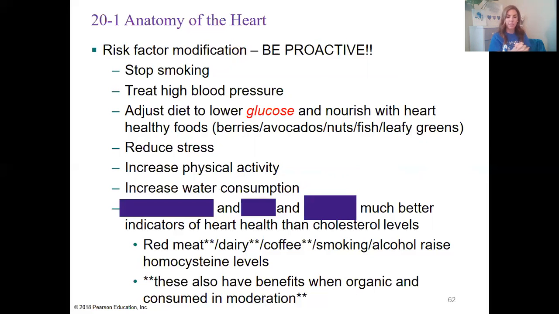Reduce stress, increase physical activity, increase water consumption, because your blood is made up of plasma and formed elements. We will learn this in the blood PowerPoint, but 90% of plasma is water. You've got to have plenty of water in your diet on a daily basis to help your body function as it's supposed to. So if you do not know how much water you're supposed to be drinking, let me tell you the formula. You want to take your body weight and you divide it by 2. Once you do, that number that you get as your answer is how many ounces of water you should drink every day.